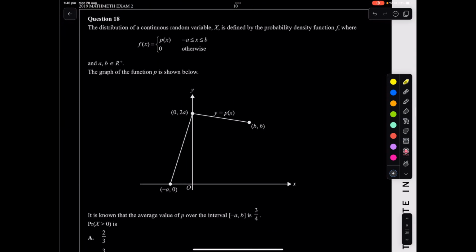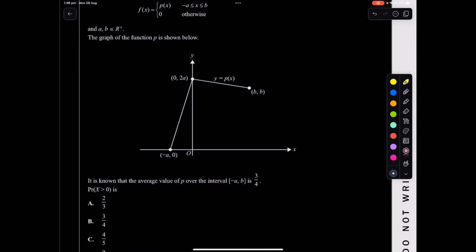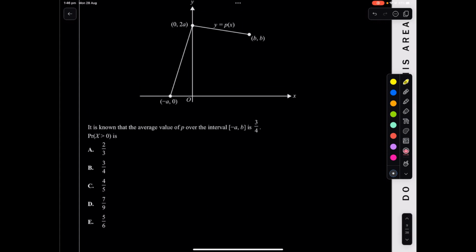Alright. The distribution of a function around the variable x is defined by the probability density function of this, where a and b are all reals. The graph of the function p is shown. It is known that the average value of p over the interval negative a to b is this, then find the probability of x is greater than 0.